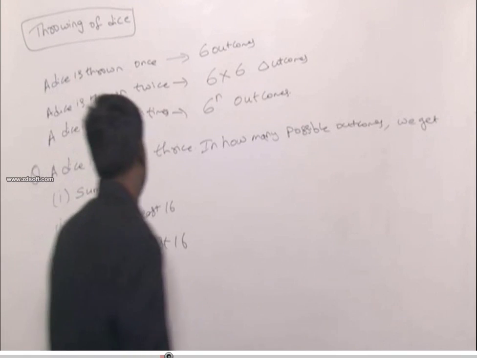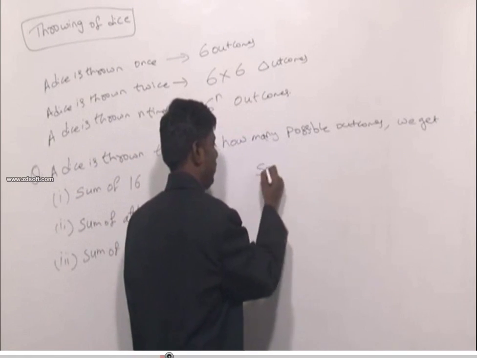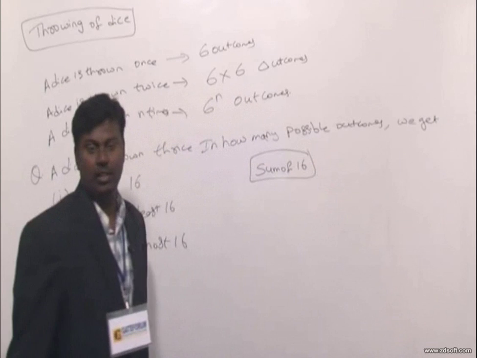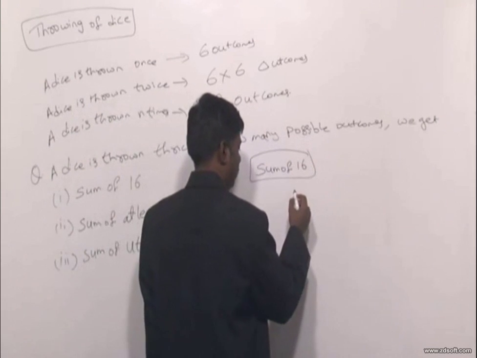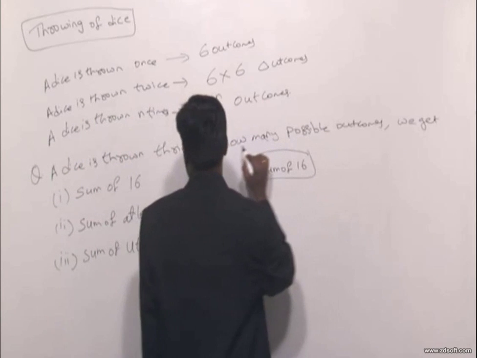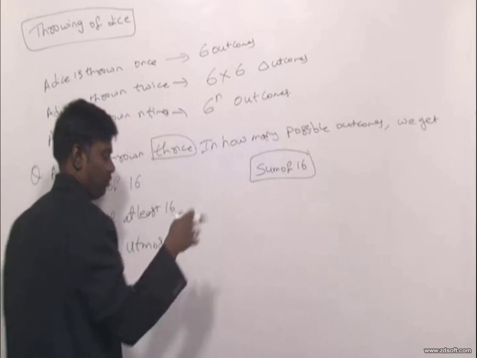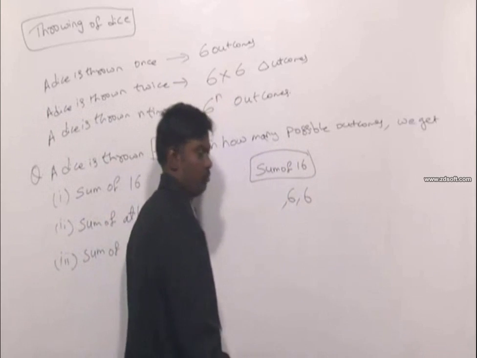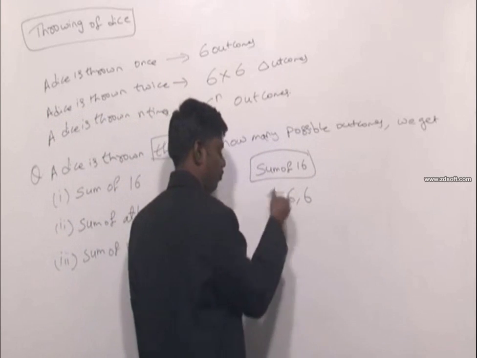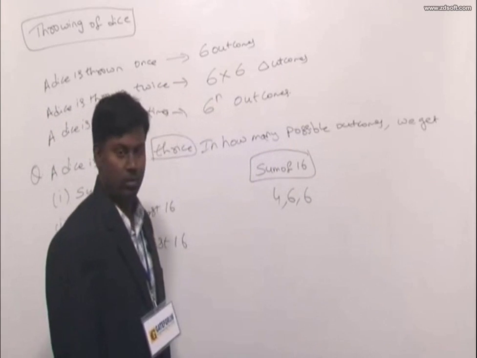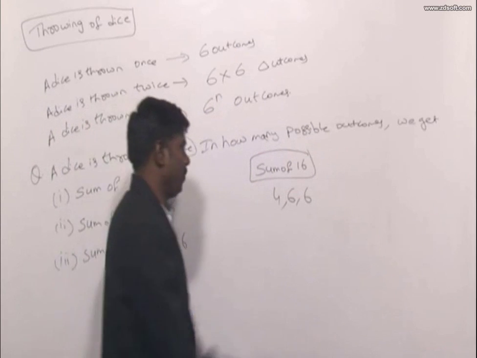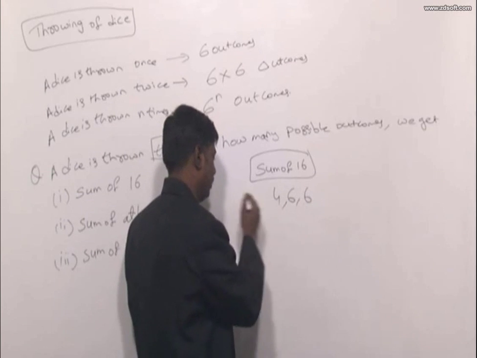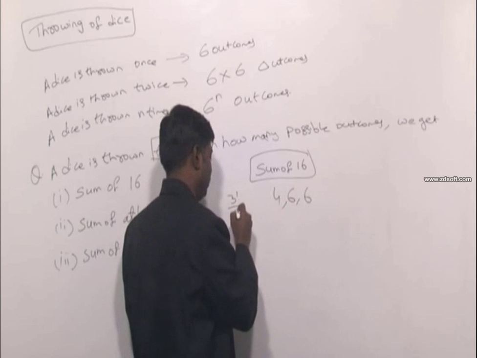Now sum of 16. How will you get a sum of 16? Let us consider throwing a dice thrice. So let us consider the maximum possibility for the other two, which leaves us with 4 as minimum option. Right? This is one possibility. Now in how many ways this is possible? It is nothing but the arrangement. Had they been different, it would have been 3 factorial, but because 2 6's are there, 2 factorial.